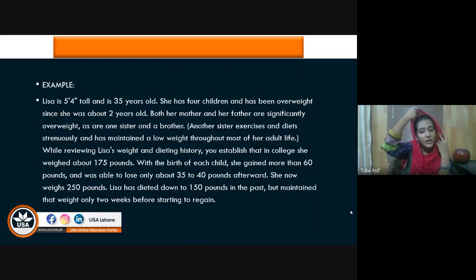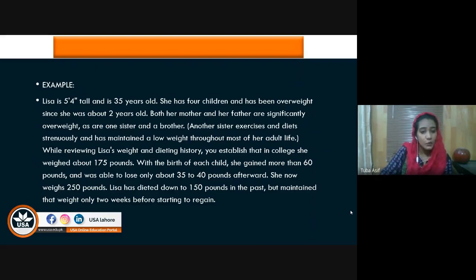Here I would like to give an example of a girl, Lisa. She is 5 feet 4 inches tall and 35 years old. She has 4 children. While reviewing Lisa's weight and dietary history, in college she weighed around 175 pounds. With the birth of each child, she gained about 60 more pounds, and she was able to lose only about 35 to 40 pounds afterwards. She now weighs 250 pounds.